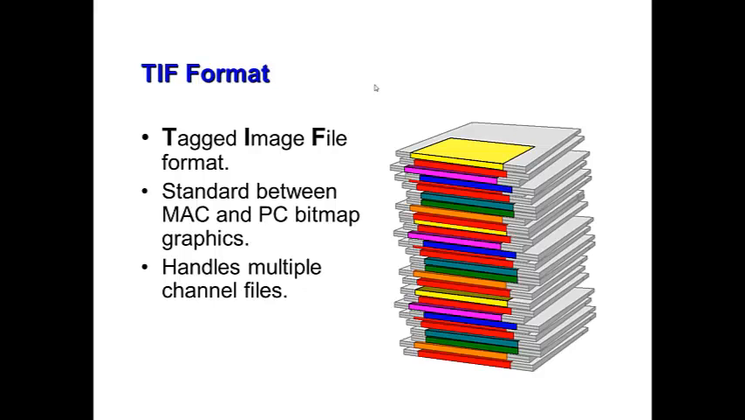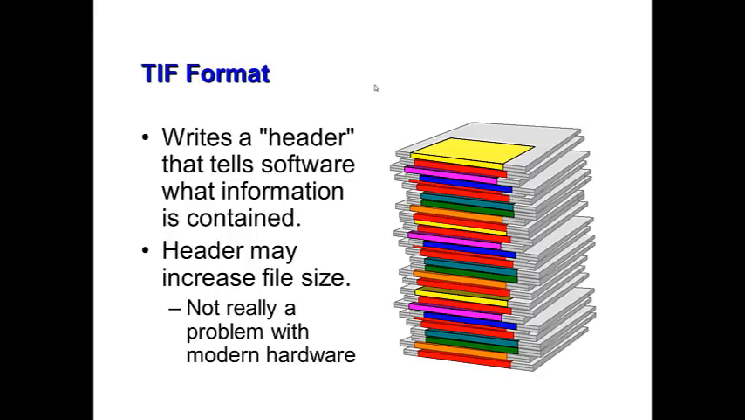In fact, TIF is the standard between Mac and PC bitmap graphics. It can handle multiple channel files. For a TIFF image, generally it has a header to tell software what information is contained. In the header, there is generally information including the size of the image, the width and height, or sometimes whether it is an 8-bit, 16-bit, or 12-bit image, whether it's a color image or a gray image, and so on. Generally, the header may increase the file size, but now it's not an issue for modern hardware.